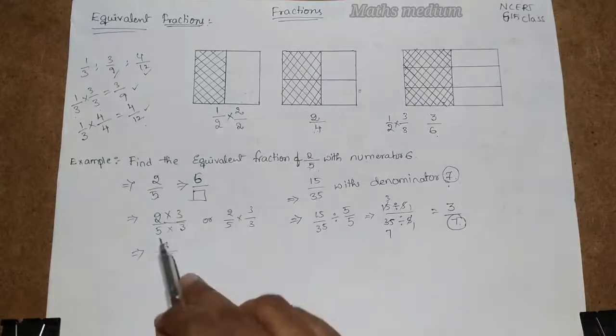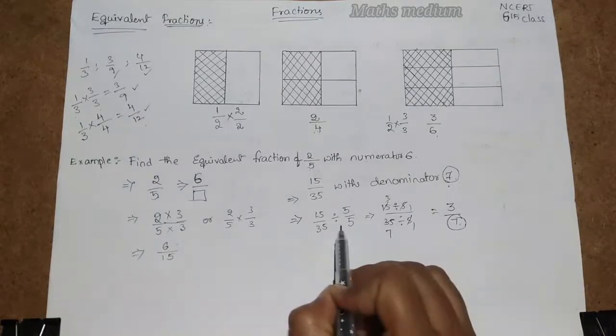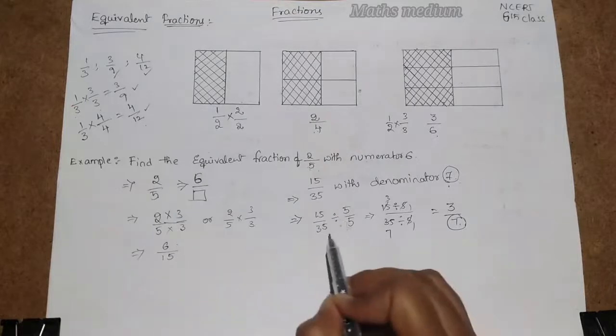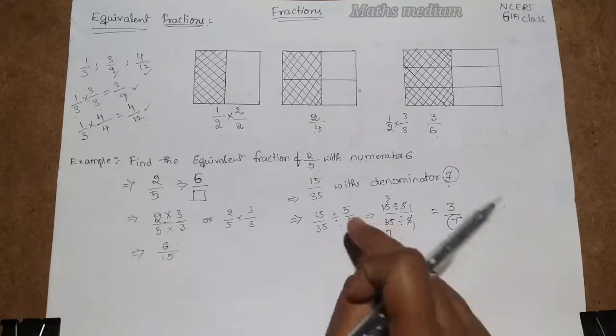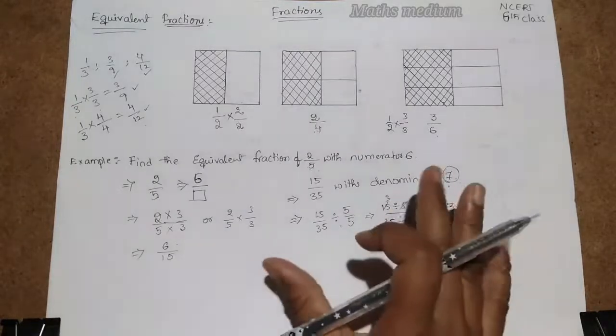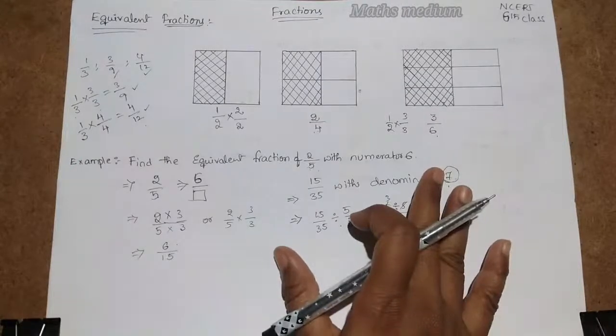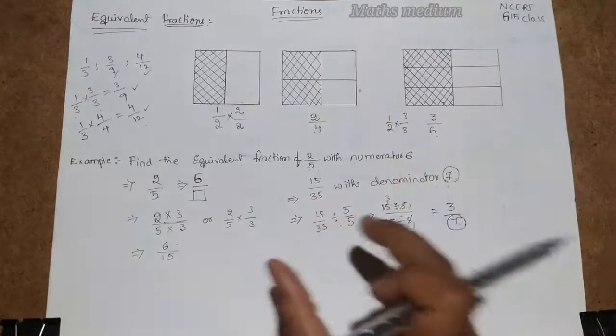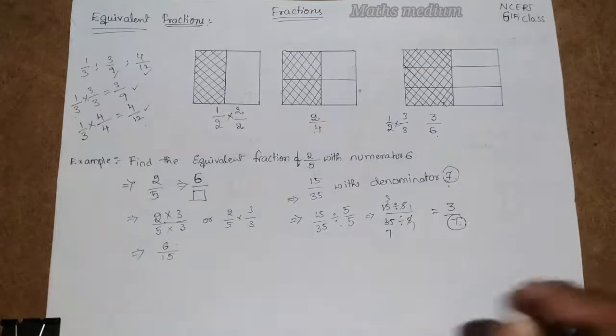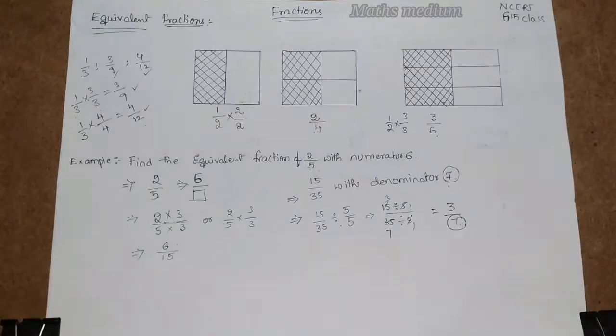So this is the multiplication method and this is the dividing method, applied to both numerator and denominator at a time with the same number. That is the equivalent fraction rule to get an equivalent fraction. So this is about equivalent fractions. I hope you understand this session.